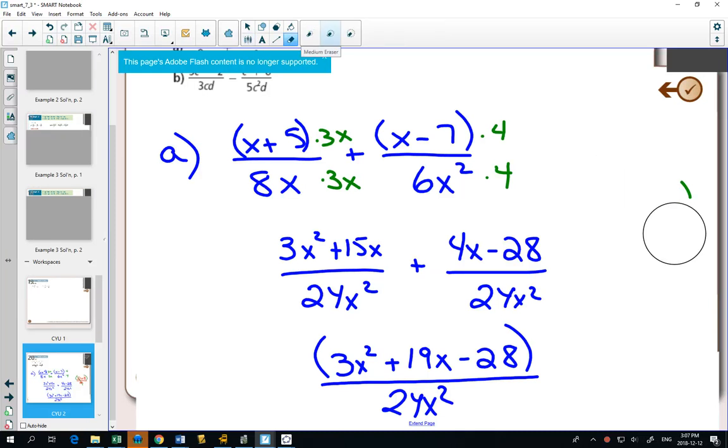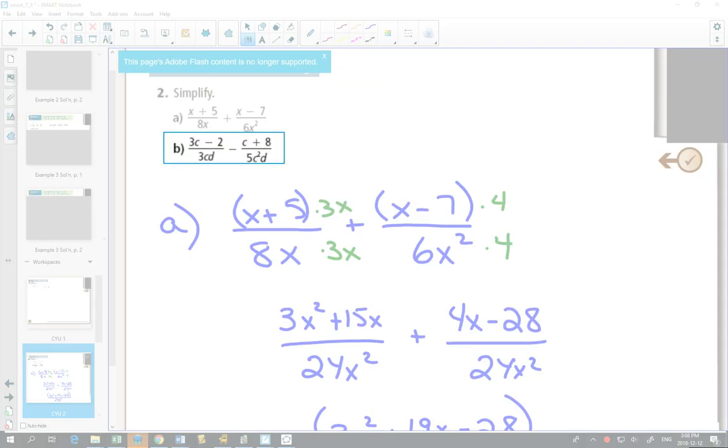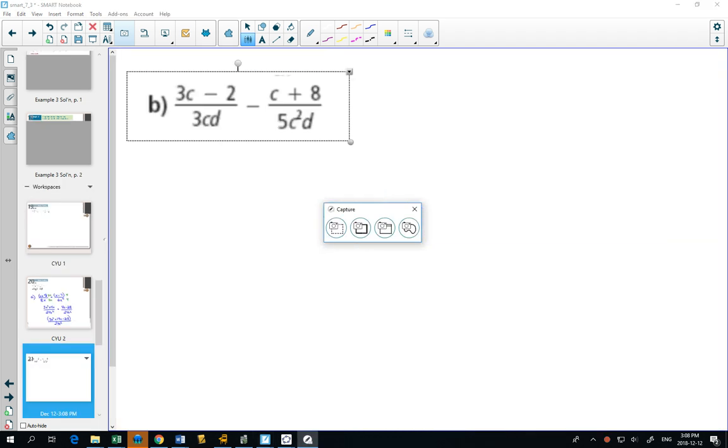But sometimes when we're dealing with algebra, we forget our number rules because we're dealing with something that's abstract, and we get tempted to cancel and do things that are not allowed. Part B. Do we have a common denominator? Not yet.